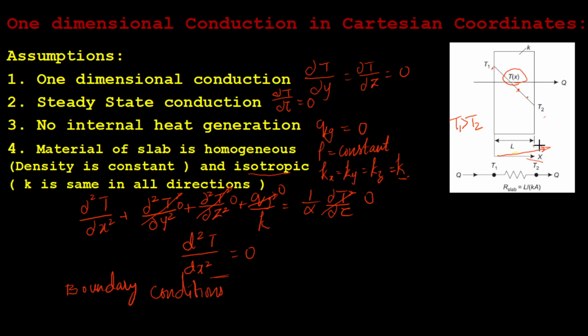We have two boundary conditions, one on the left side of the slab and the other on the right side of the slab, and both are boundary conditions of first kind, that is, prescribed temperature boundary conditions. First one, at x equals 0, T of x, that is T of 0, will be equal to T1. That is the first boundary condition. And the second one is at x equals L, T of x.